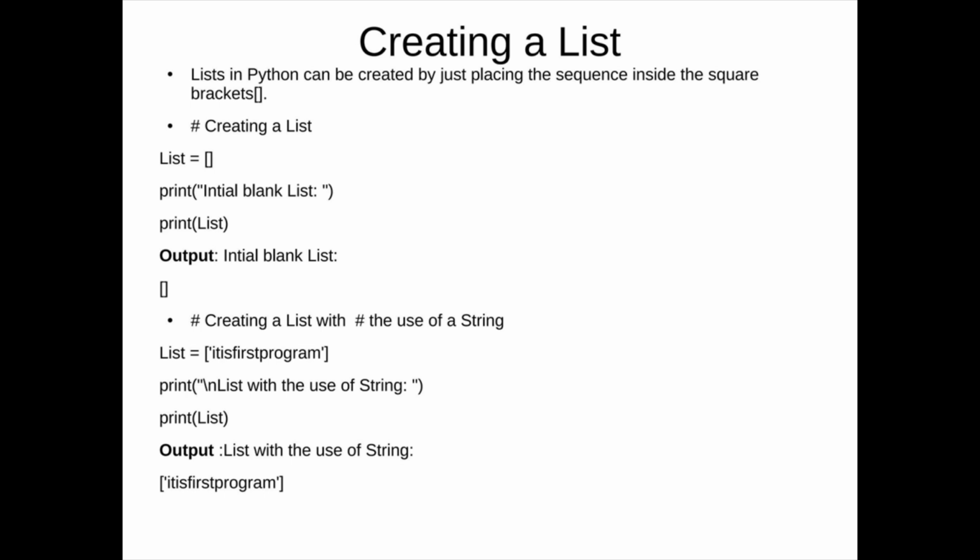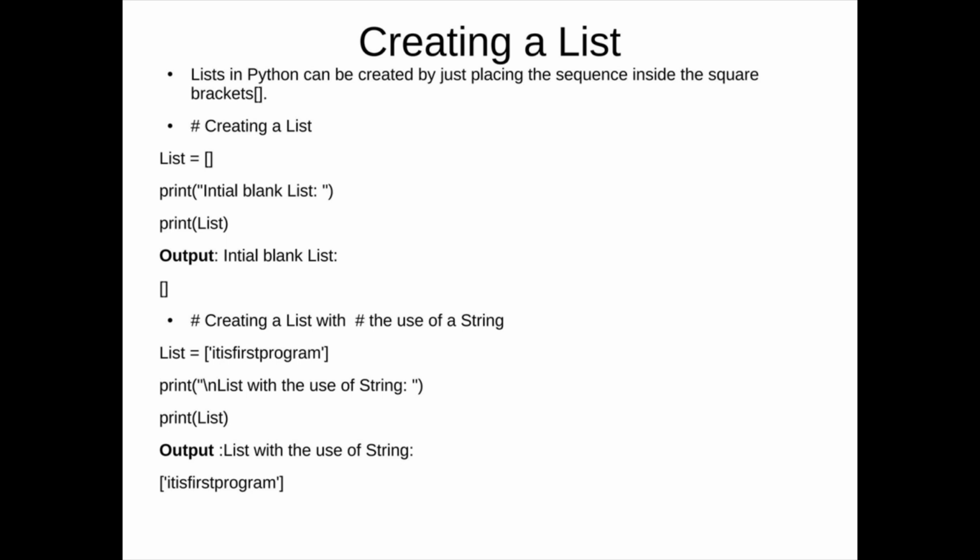Next, I want to create a list by using a string. List equals, the first program, should be represented in the square brackets. Then I want to print the list using the string. The list created using the string should be displayed in the output. Next, I want to create multiple values in a list. Before that, we assigned only single values. Now I want to assign multiple values in the list.